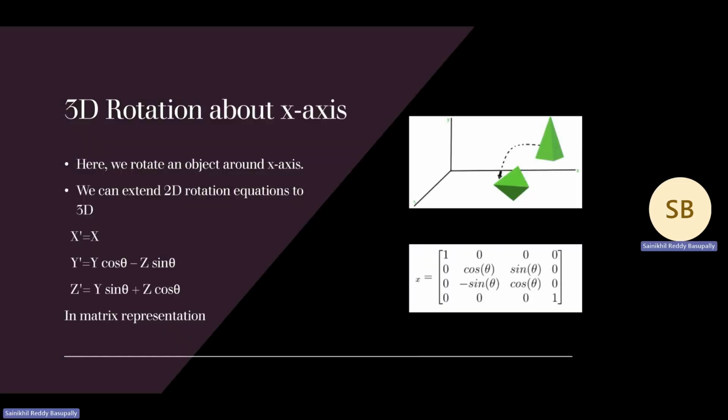Let's have a look at the rotation about x-axis. As you can see in the picture here, we are rotating an object around the x-axis. So in mathematical perspective, we can extend the 2D rotation equations to 3D. As you can see below, x dash remains x as we are rotating an object around x-axis, and y dash equals y cos theta minus z sin theta, and z dash equals y sin theta plus z cos theta. In matrix notation, we can represent the new position of the object as the matrix given here.